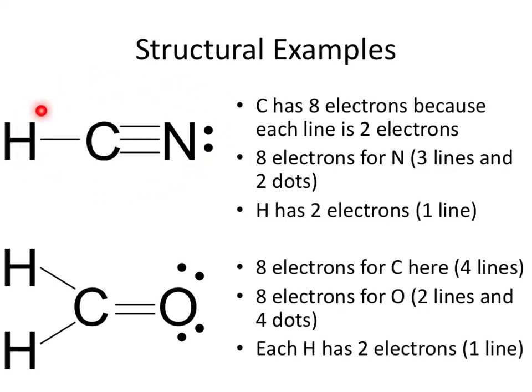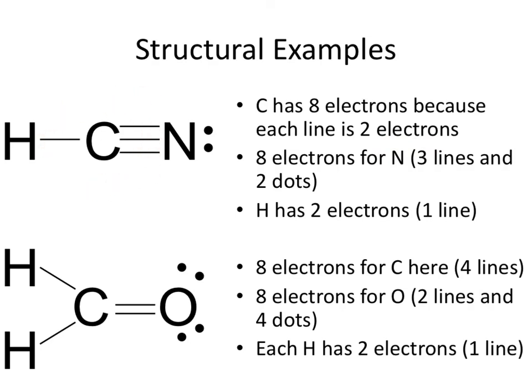Here we've got hydrogen cyanide. This is hydrogen, carbon, and nitrogen. Carbon has 8 electrons around it, and the reason why is, remember, each line is worth 2 electrons. So we've got 1, 2, 3, 4 lines. 4 times 2 is 8. 8 around carbon. It's happy.